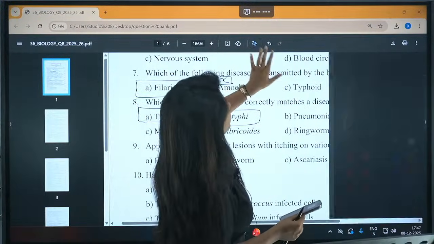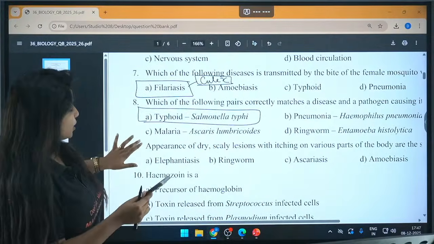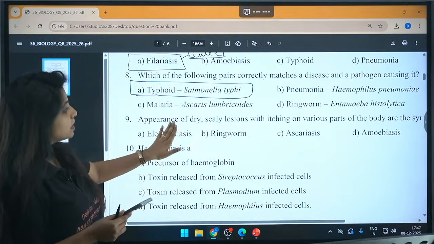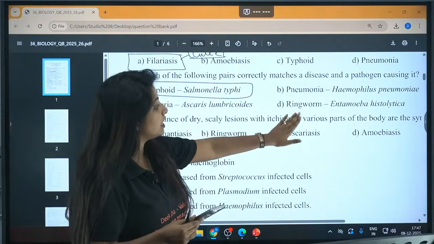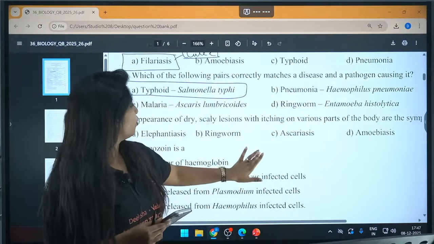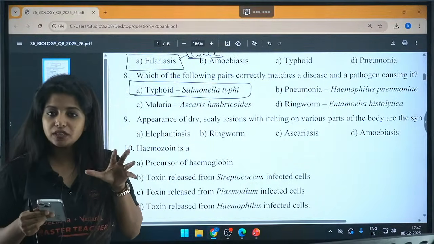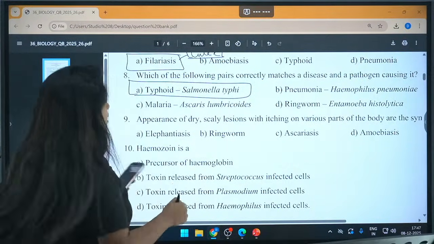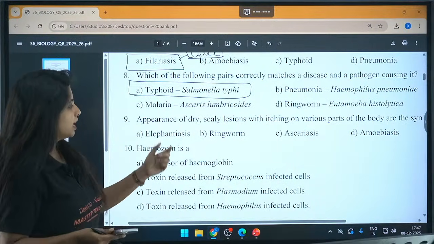Okay, so over here, let's go ahead with question number 9. I hope Puttaraju Karthik, all your doubts are sorted. Appearance of dry, scaly lesions with itching on various parts of the body are the symptoms of. So we have dry, scaly lesions and itching on different parts of the body. Which is the disease associated with this?